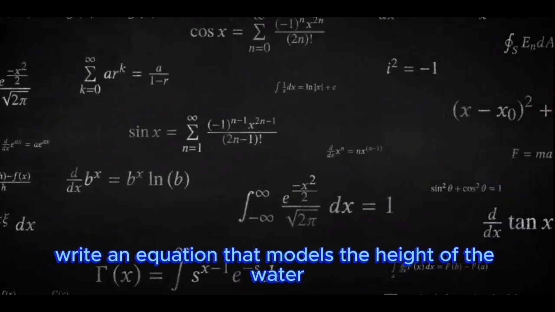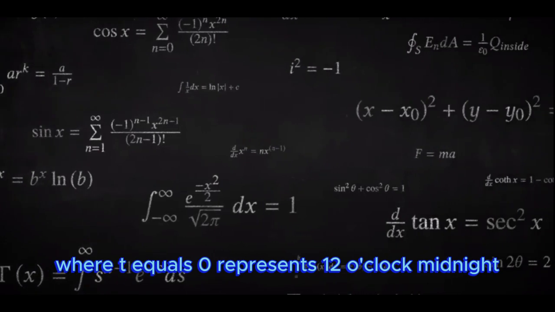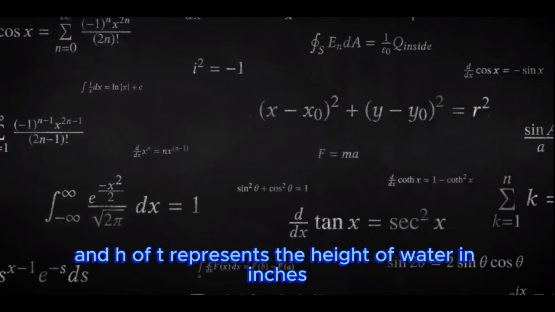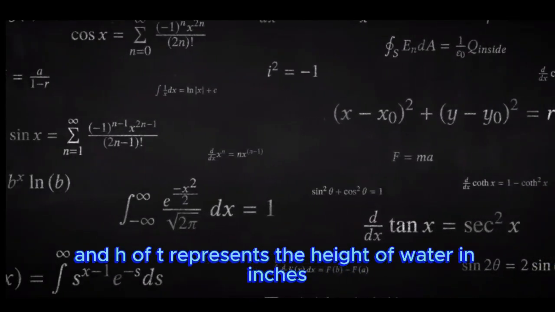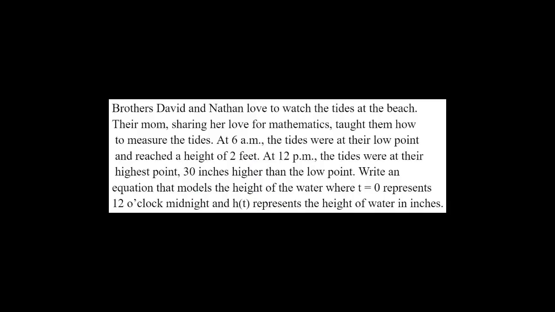Write an equation that models the height of the water where t equals 0 represents 12 o'clock midnight and h of t represents the height of water in inches. I'm going to display this problem for you, and I challenge you to pause this video and try it on your own.